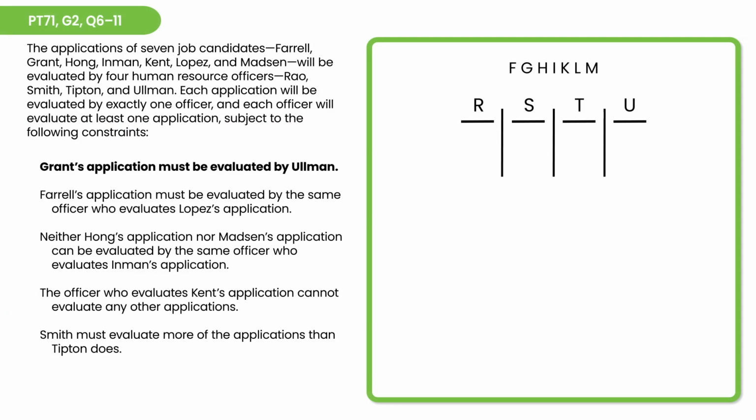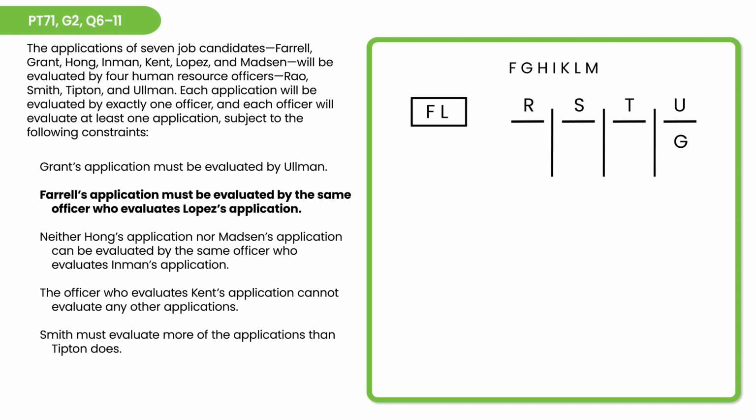The first rule tells us that G's application must be evaluated by U. So we can go ahead and put G directly onto the game board in the U column. The second rule tells us that F's application must be evaluated by the same officer who evaluates L's application. So make sure that F and L go to the same team. We'll put them in a block.